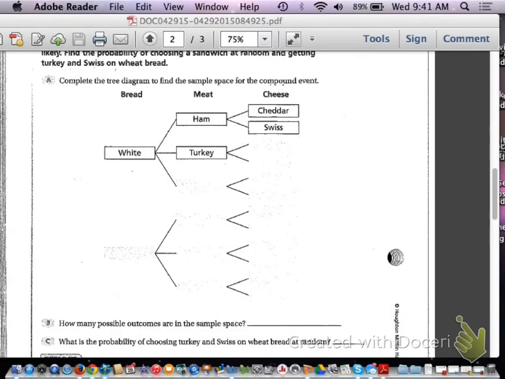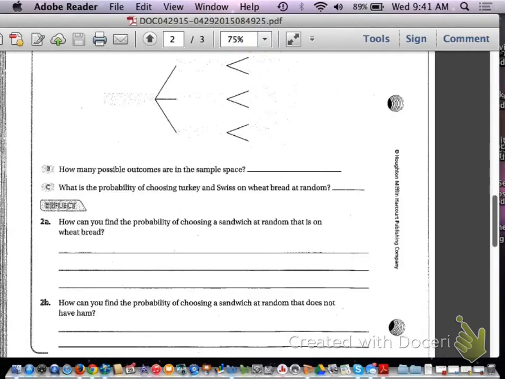So going down, looking at the reflection on this one, how can you find the probability of choosing a sandwich at random that is on wheat bread for part A? To find that probability, you count up all the possible outcomes, which are still 12, then count all the possibilities of getting wheat, which equals 6. So if there are 6 out of 12 chances of getting a sandwich on wheat, you would simply write 1 out of 2 because you would reduce that down.